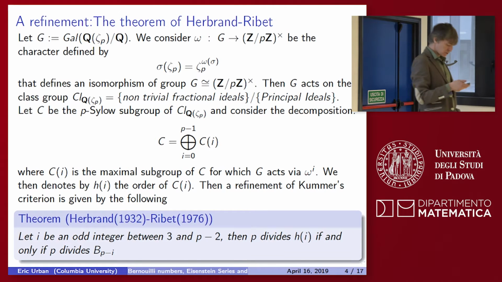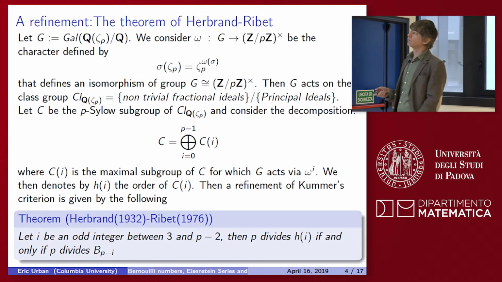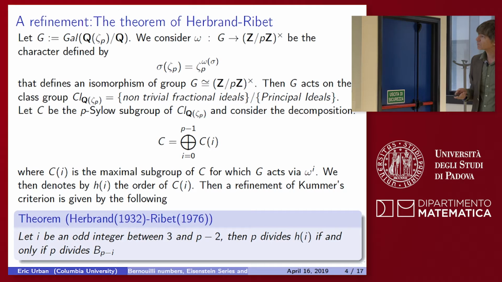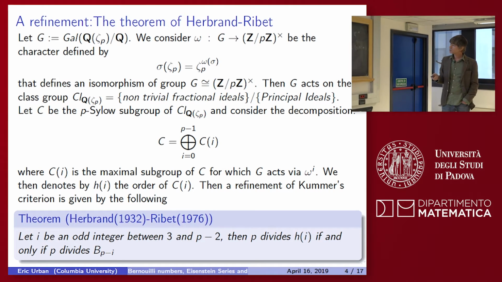Okay, so the first refinement of Kummer's criterion is given by a theorem of Herbrand-Ribet. So for that, one needs to introduce some notations. G is going to be the Galois group of Q of theta p over Q. So what is that? This is just the set of homomorphisms of Q of theta p that preserves Q.